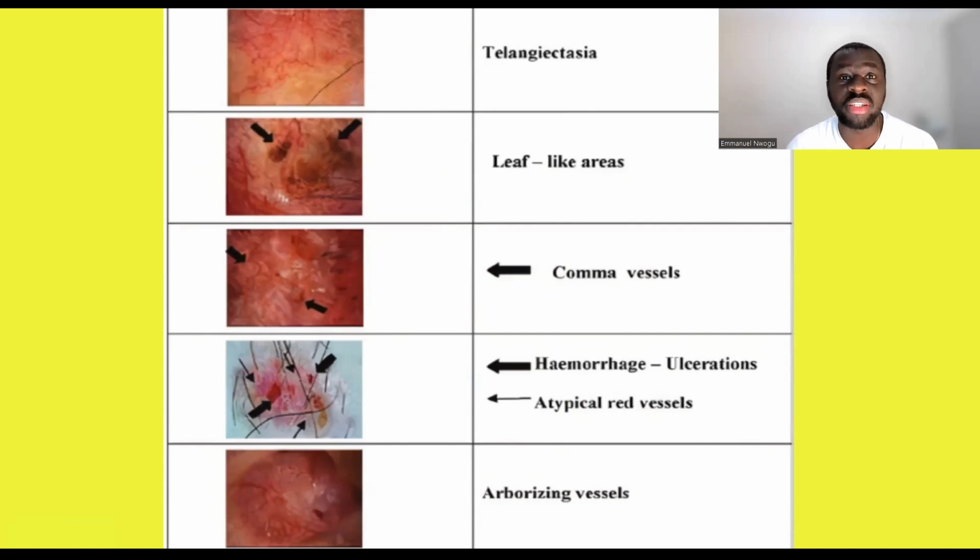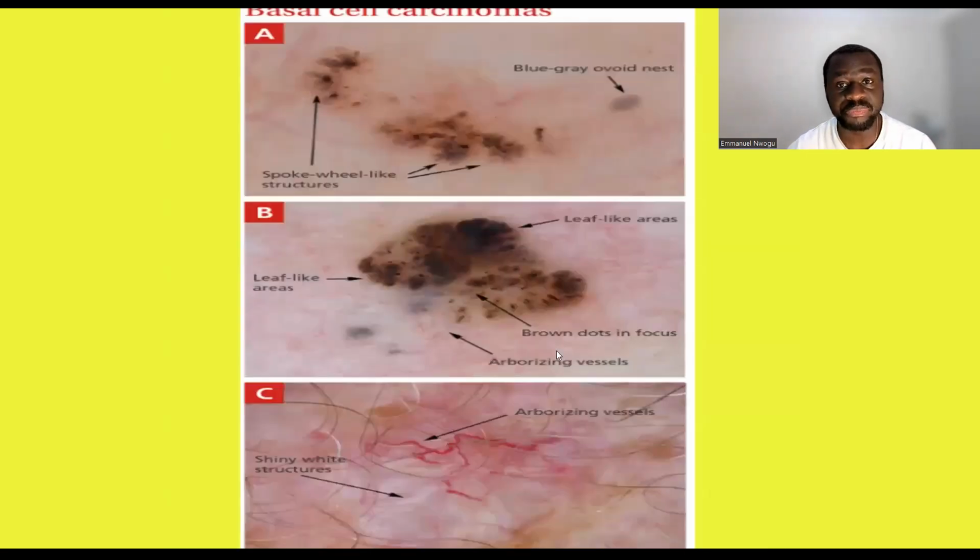From my personal experience, I did a basic, not intermediate, basic dermoscopy course. Since then, my confidence in identifying suspicious lesions has greatly increased, markedly increased. One of the most common features I notice when I see lesions that are very likely basal cell carcinomas are these arborizing blood vessels, and of course the maple leaf-like areas. These are the most common features I've identified.